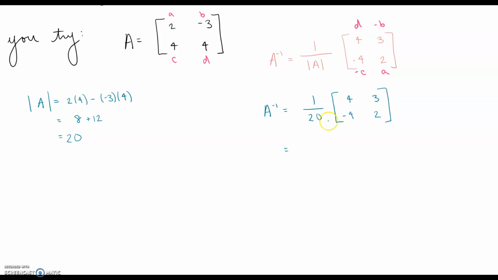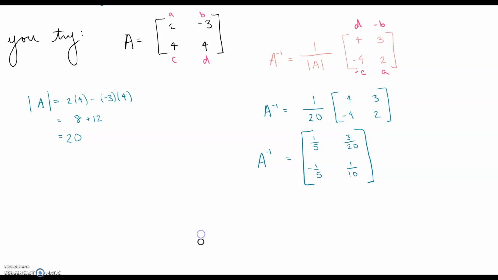Whatever. So this is going to be 4/20ths, which is 1/5. Then 3/20ths, negative 1/5, and then 2/20ths, which is 1/10. And yes, you do need to simplify your fractions. If you don't, you will not receive full credit. So that is it. We're done finding the inverse.